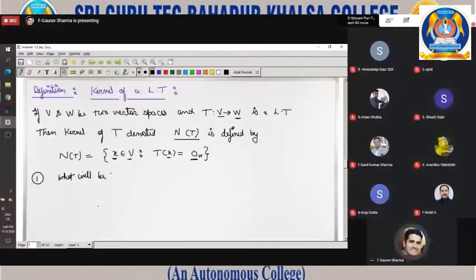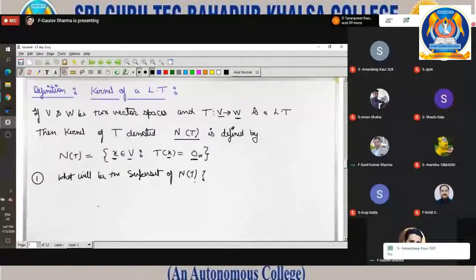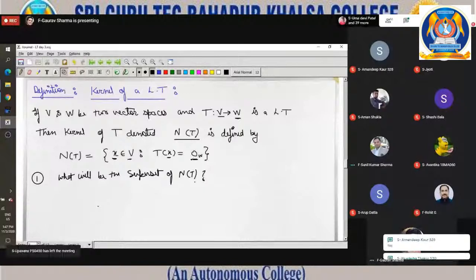Plus alpha 2 of V2 also belongs to R of T. How can we prove that? We need to prove it. Jyoti, how can we prove that R of T is a subspace? What is the condition to prove a subspace?